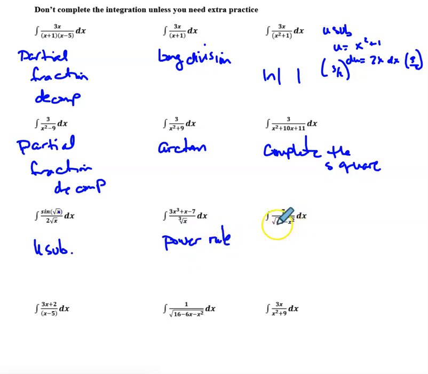Next, I have a denominator that has the square root and a negative x squared in it, so I'm going to have to factor out the 49 and use some u sub, but this is going to go to arcsine, and so I will integrate using inverse trig functions.